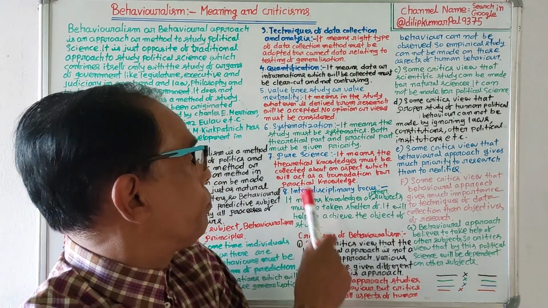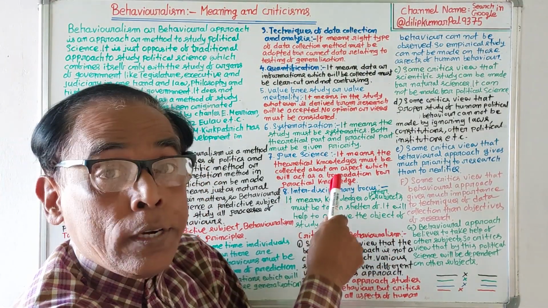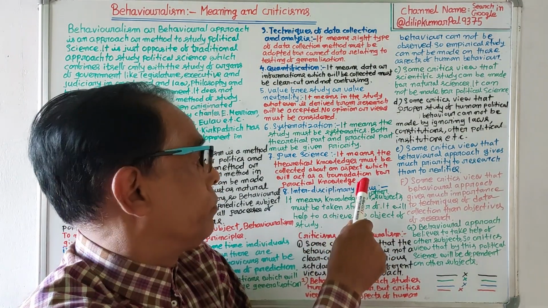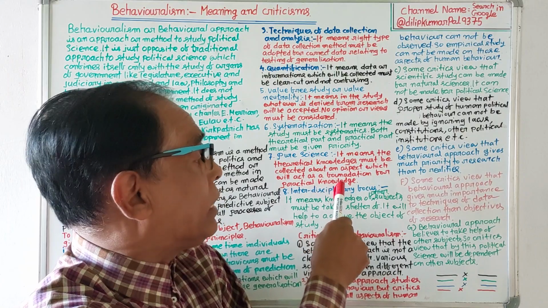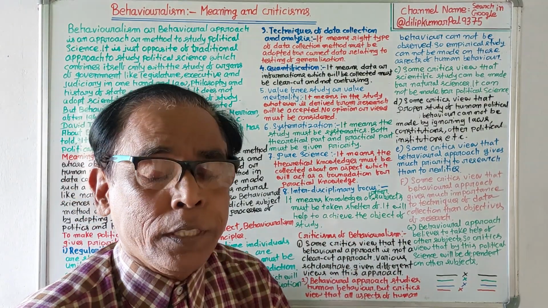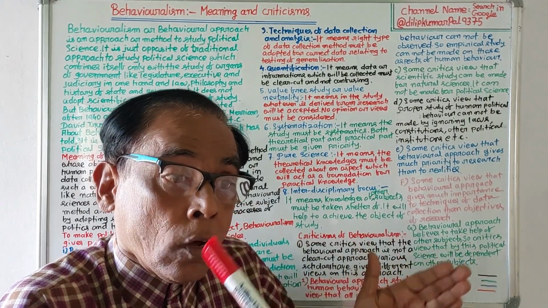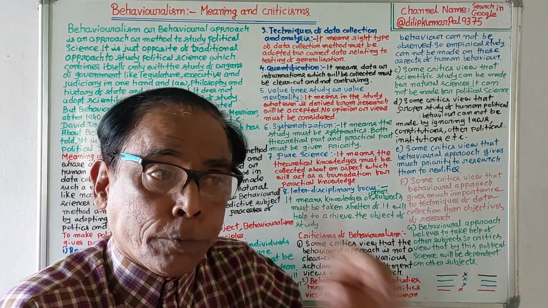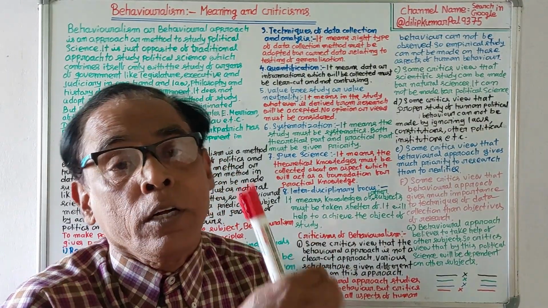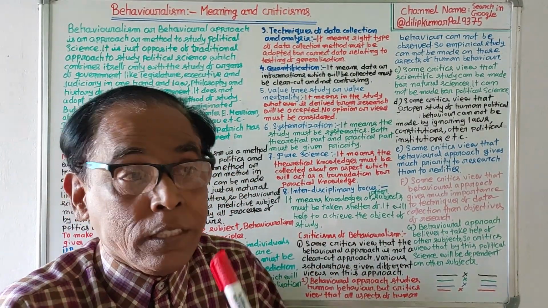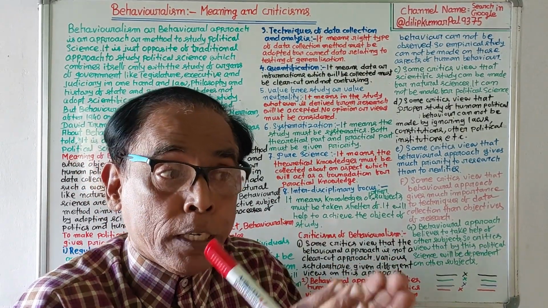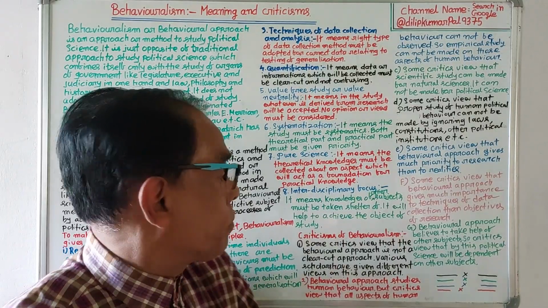Seven, pure science. It means the theoretical knowledge must be collected about an aspect which will act as a foundation for practical knowledge. Pure science means theoretical knowledge must be collected about an aspect which will act as a foundation for practical knowledge. It means theory of an aspect must be given importance.